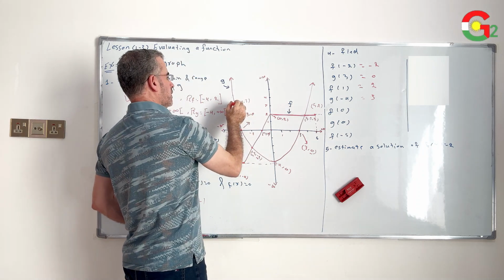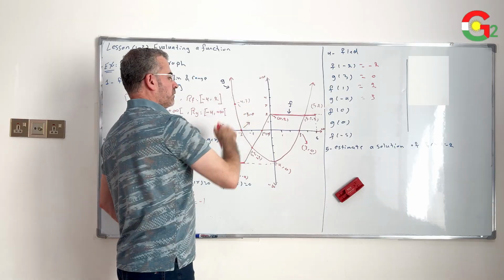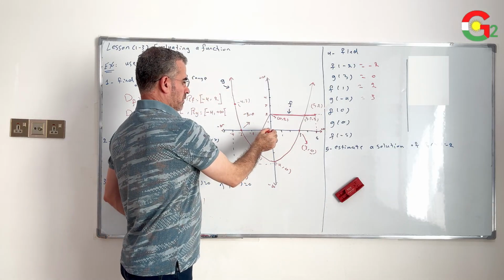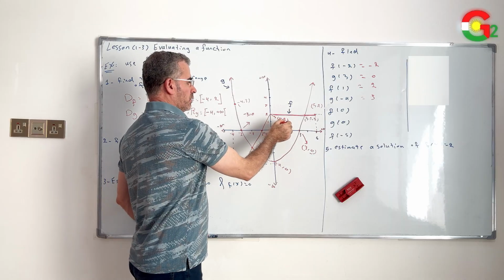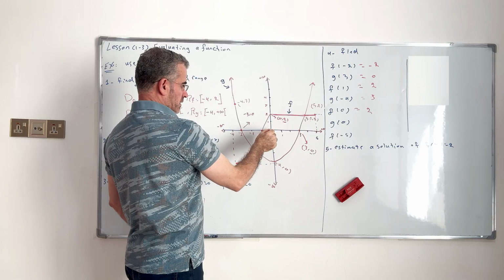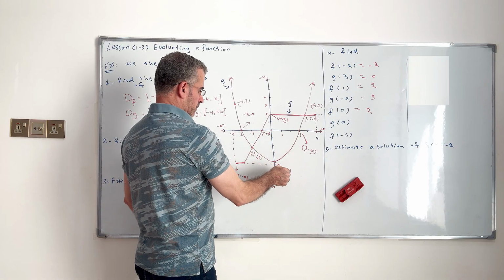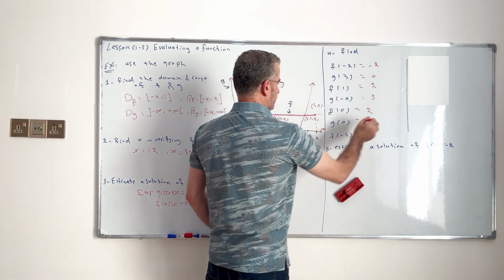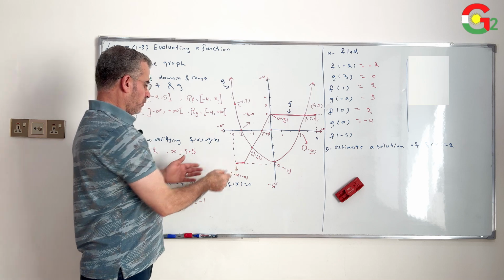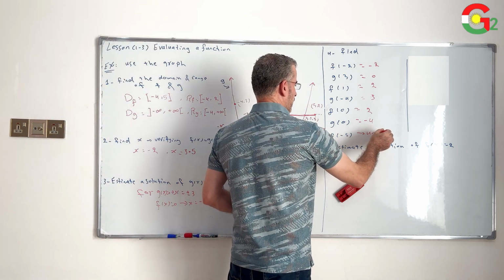Sorry, g of -4 is 3. f of 0, this is 0, this is f of 0, it is 2. g of 0, this is 0, this is g of 0, 4. f of -5, as we see, the domain starts from -4, then f of -5 is undefined.